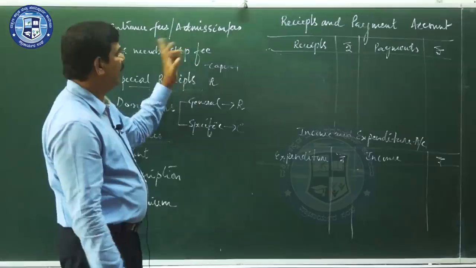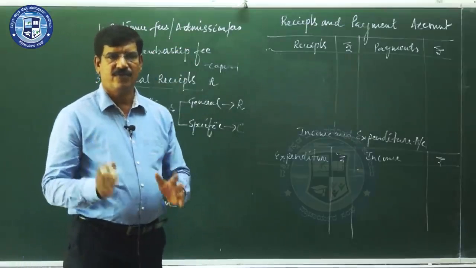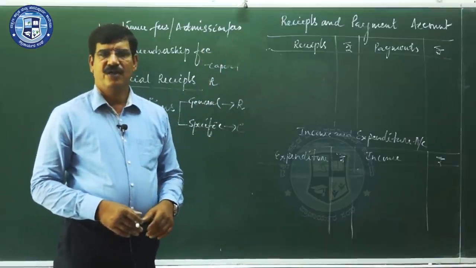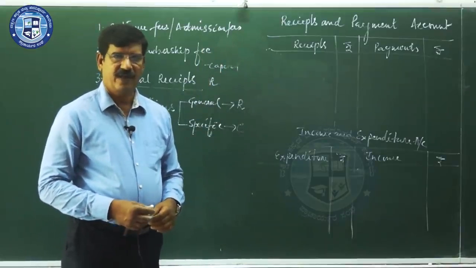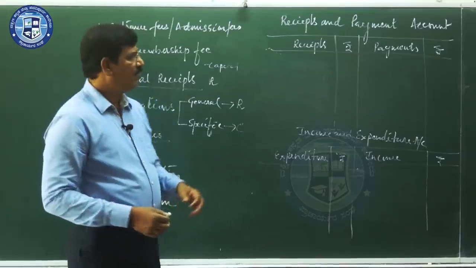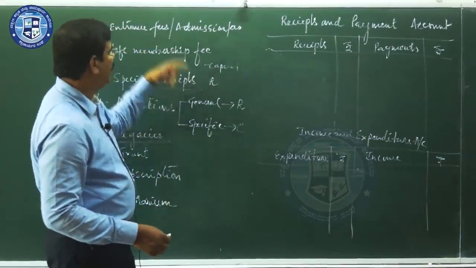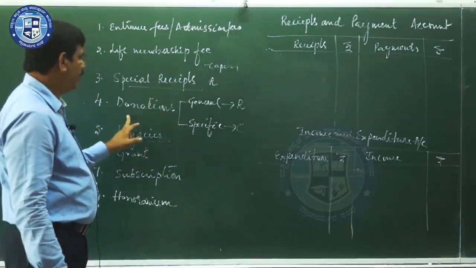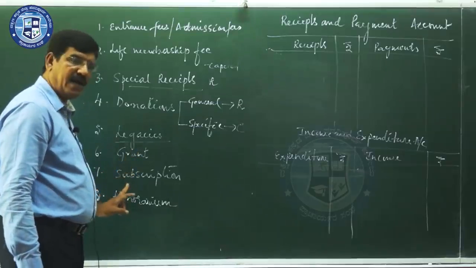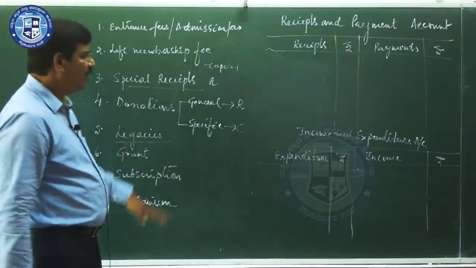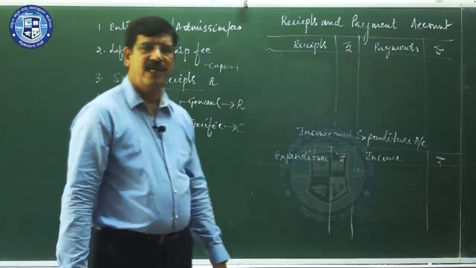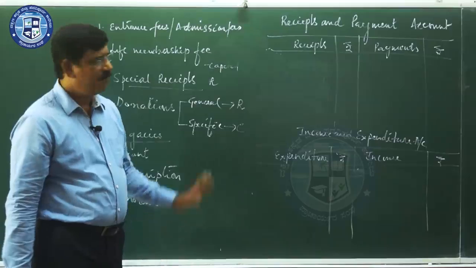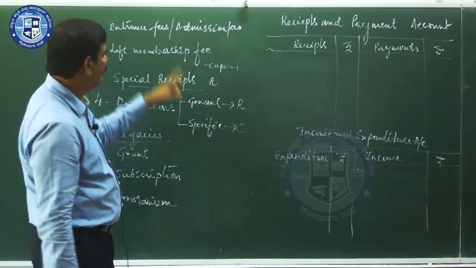Okay, now let's see what are the unique terms which appear in the documents of a not-for-profit organization. Normally we come across the terms called entrance fees or admission fee, life membership fees, special receipts, donations, legacies, grant, subscription, honorarium. So these words are normally recorded in the books of accounts of receipts and payments account. So before we go to the problem, let's understand the meaning of these.